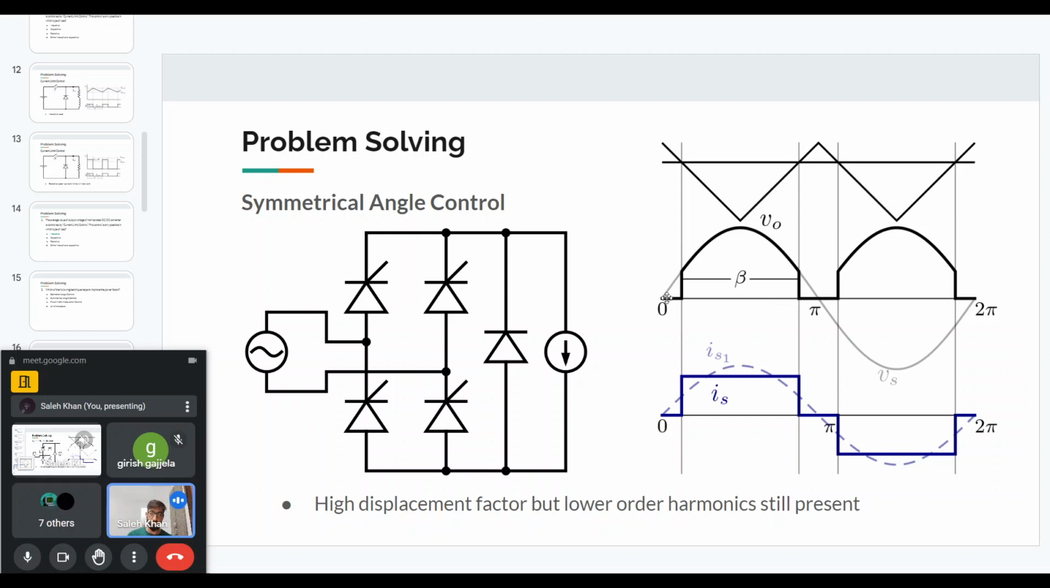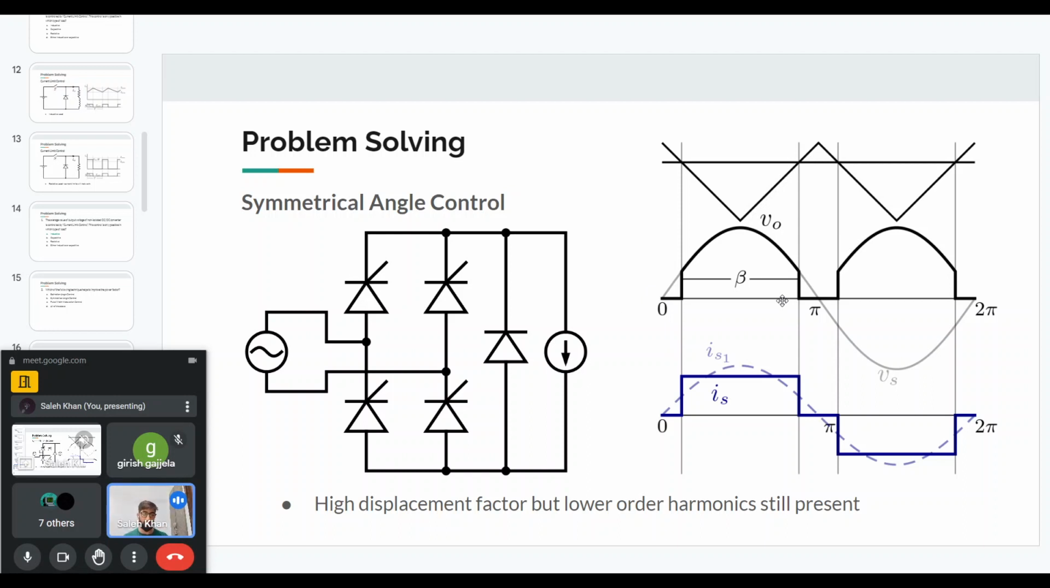If these two angles are equal, that is 0 to the turn on and the turn off to pi, then you can see the current will look like this, and the fundamental of the current will be exactly in phase with the fundamental of the voltage. So in that case, we will have a high displacement factor. Ideally, the displacement factor will be 1, because the angle between them is 0 and cos 0 will be 1.